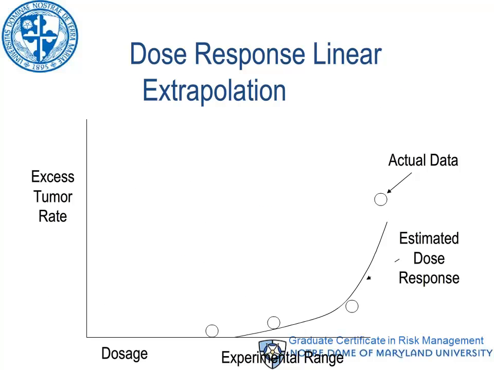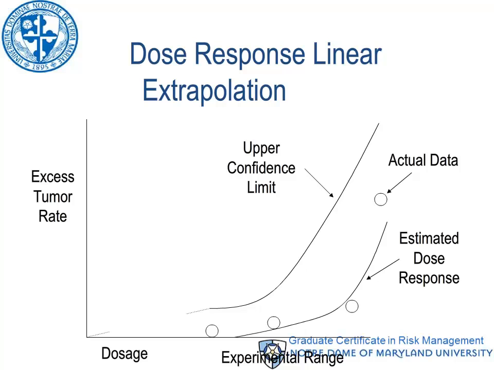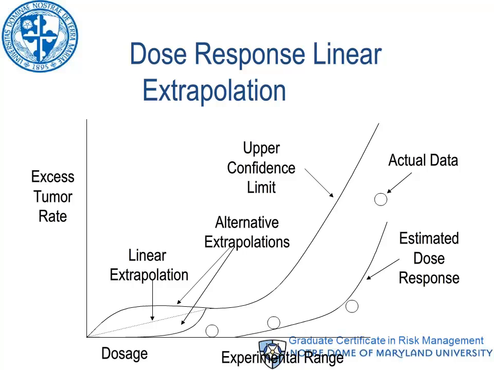So you're going to want to watch the animation in this slide as you go through it. Notice that as it begins, we have a vertical axis and a horizontal axis. Dosage is given on the horizontal axis. The response, in this case, an excess tumor rate, is given on the vertical axis.